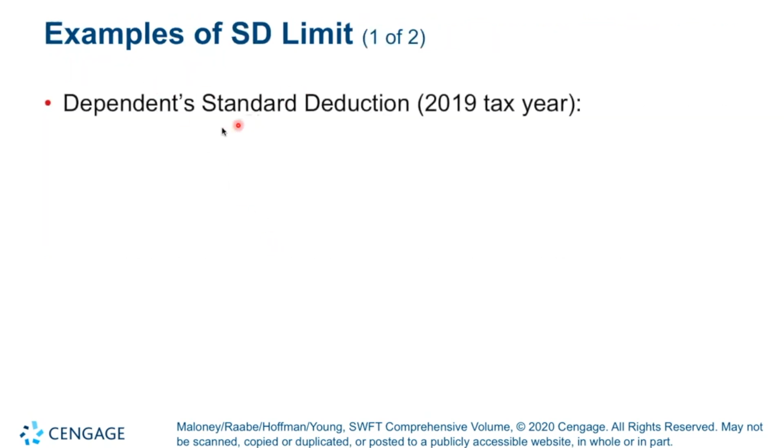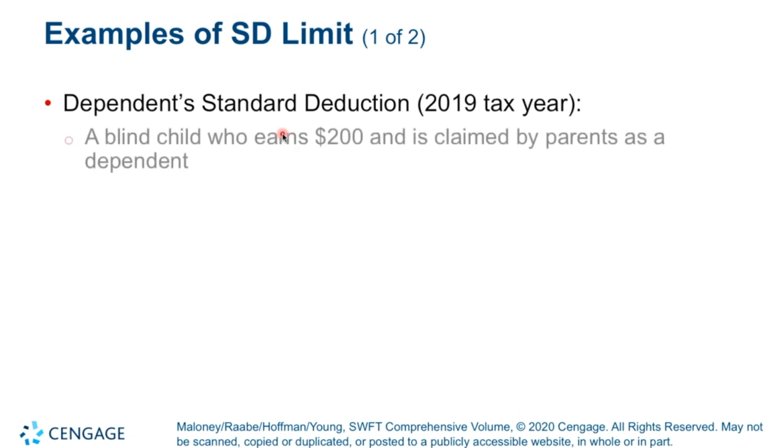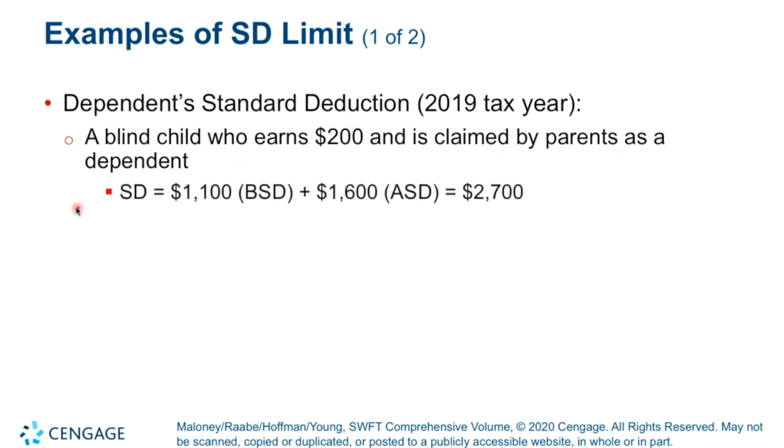Okay, so examples of this one. This one is more complicated. A blind child earns $200 and is claimed by parents as a dependent. So the standard deduction, we start with the child base amount, $1,100, and we add in the additional standard deduction for being blind, which equals $2,700. And the $1,100, right, was $900 plus the $200.